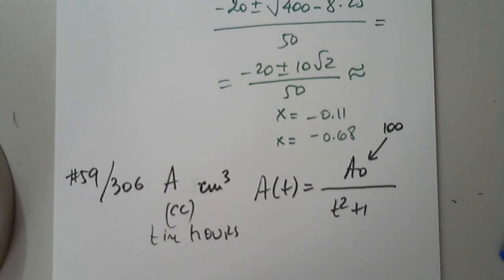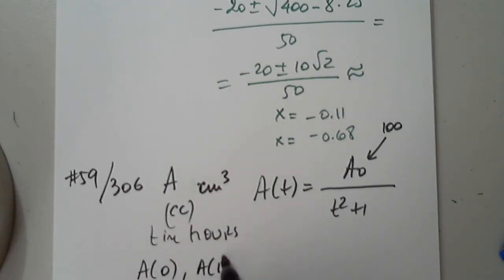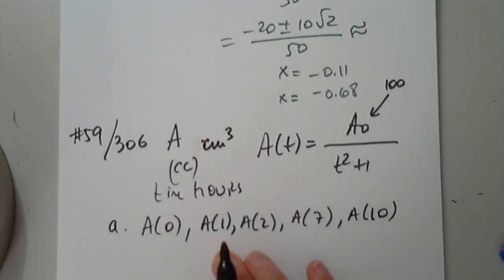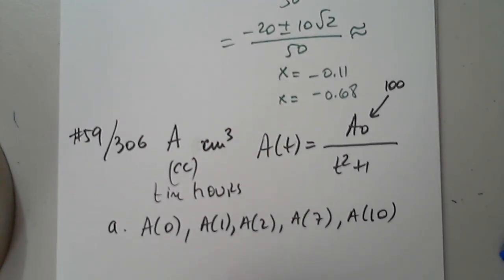Okay. Find A of 0, A of 1, A of 2, A of 7, and A of 10. This is part A. Find the maximum amount of medication in the bloodstream over the interval, of course, 0 to infinity, because t is in hours. And then they say graph the function. Okay.